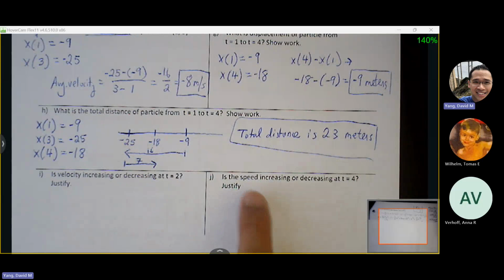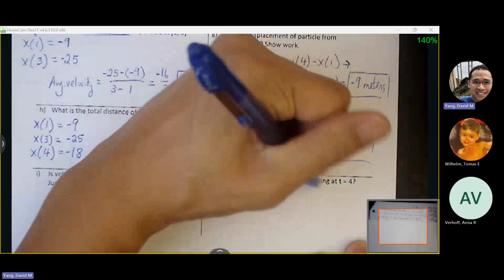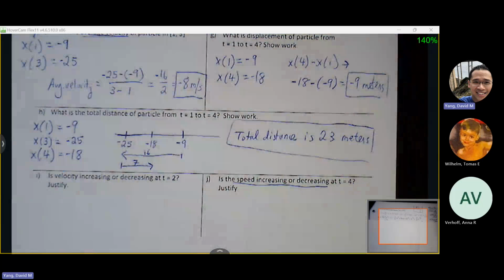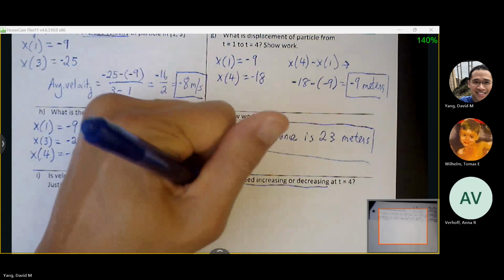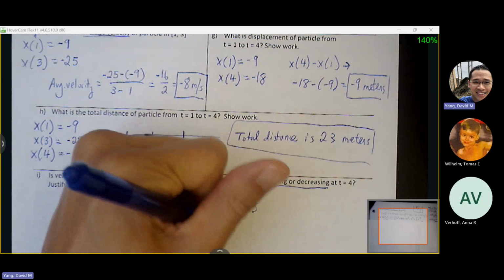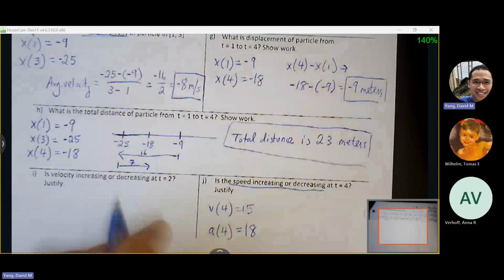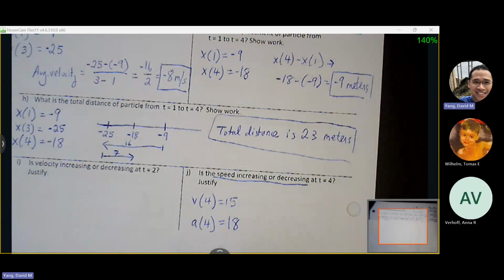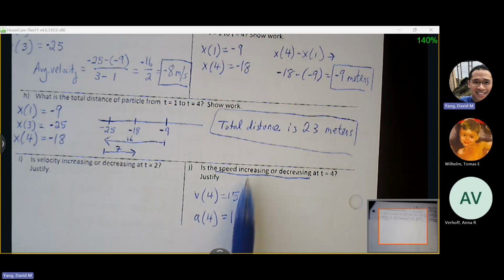Let's do part J. That's the easier one. Is the speed increasing or decreasing? How do we do increasing, decreasing speed? Compare the signs. And acceleration. Yep. So we find velocity at 4, which is positive. We find acceleration at 4, which is also positive. So therefore, speed is what? Speed is increasing, yeah, because velocity and acceleration have the same signs.